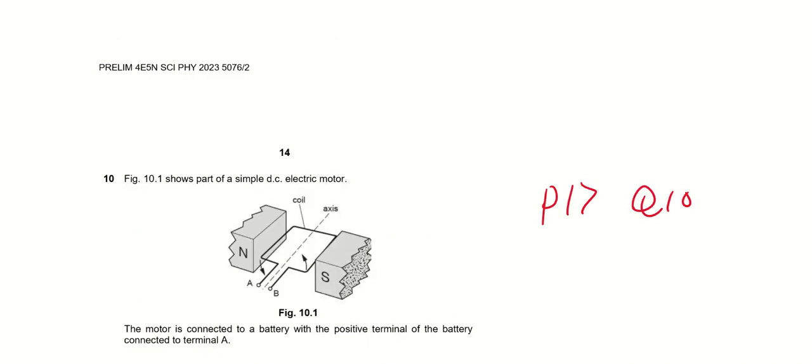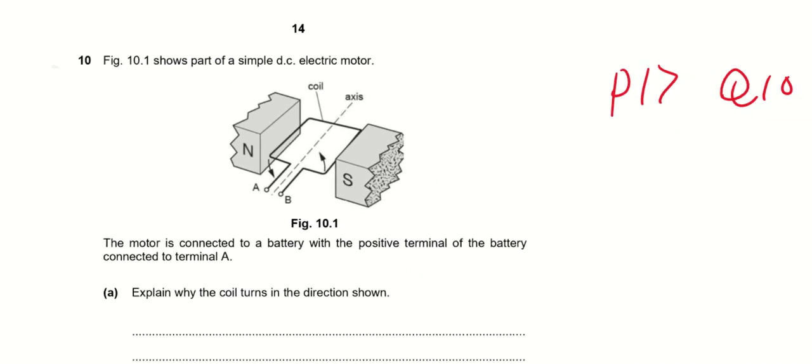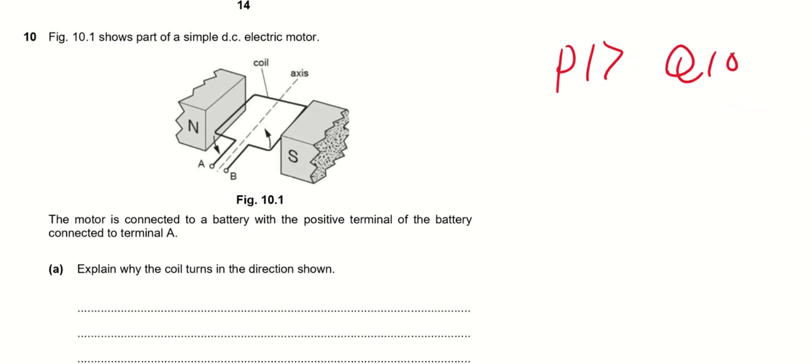Okay, page 17, question 10, same school, Anderson. It shows a simple DC motor. The motor is connected to a battery with a positive terminal connected to A. So when they tell us that, we can draw in the direction of the current.